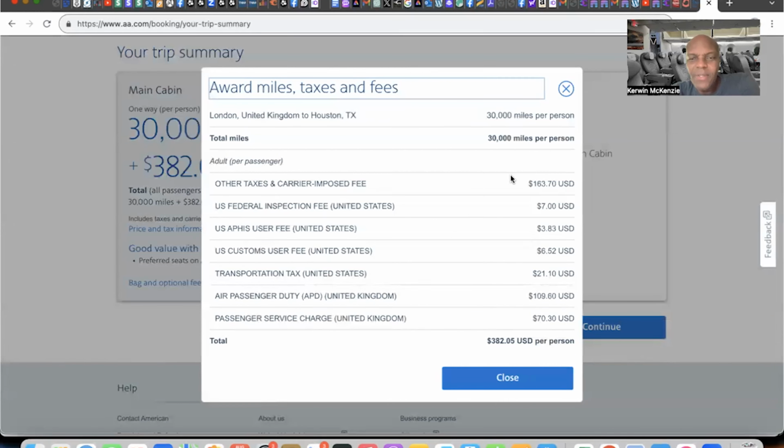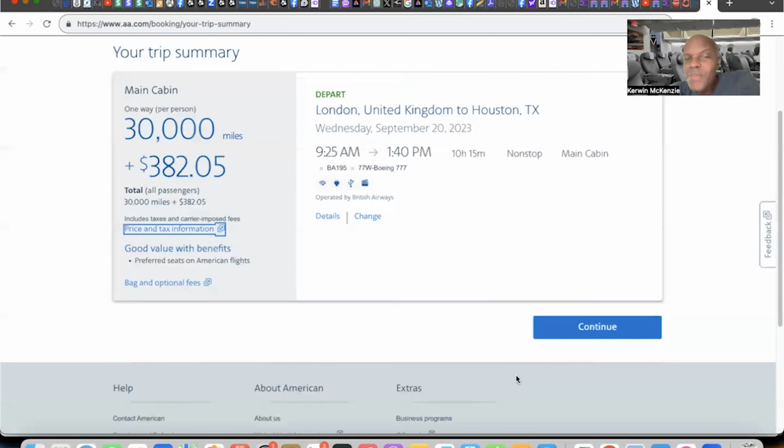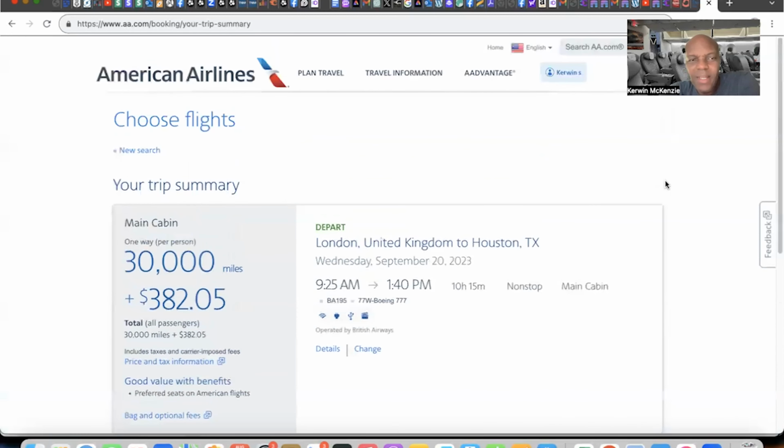Other tax and carrier imposed fee, $163.70. So that's what BA is adding to the ticket. And this is a reward thing that's supposed to be free, right? All these taxes here you can't get away from. And this one is $109.60, which is the APD, which is, I think that's $87 that they charge. But everything here, all of these taxes here, you can't get away from. You normally don't realize this because all you do, you just go and buy your ticket. You never look at all the taxes and fees. You just look at the final price.